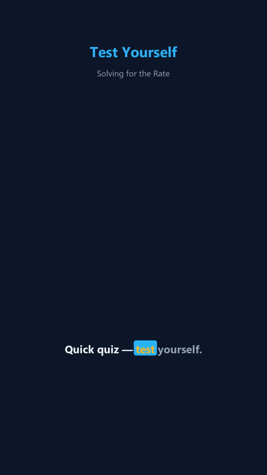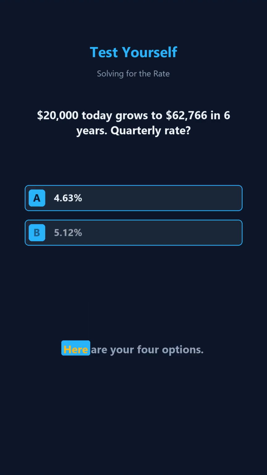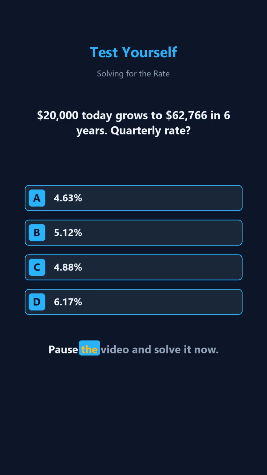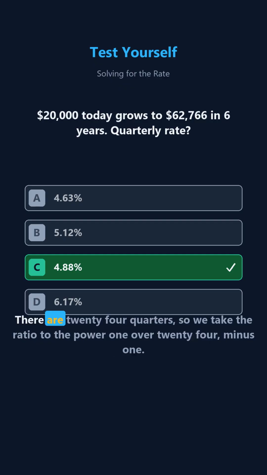Quick quiz, test yourself. You deposit $20,000 today and receive $62,766 in 6 years. So what is the quarterly interest rate? Here are your 4 options. Pause the video and solve it now. The correct answer is C, 4.88%. There are 24 quarters, so we take the ratio to the power 1 over 24 minus 1.